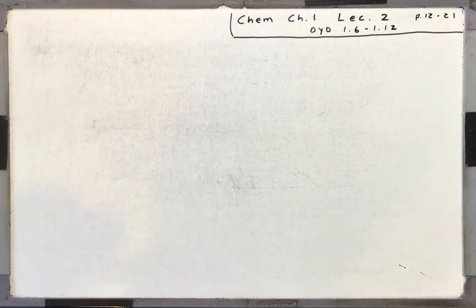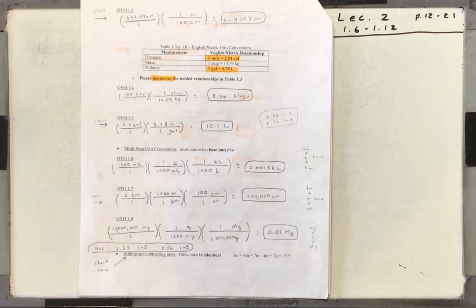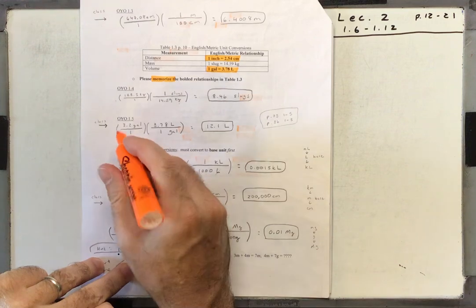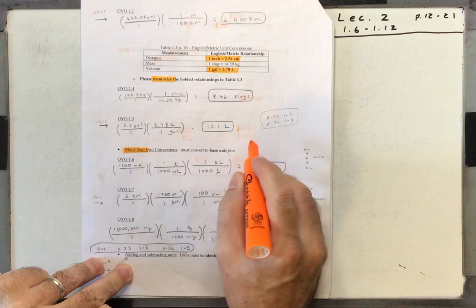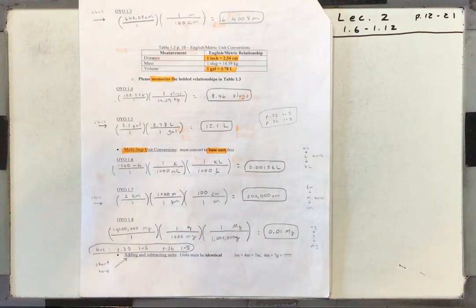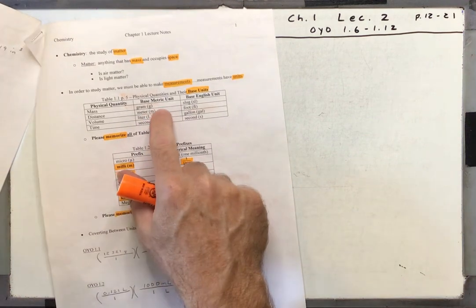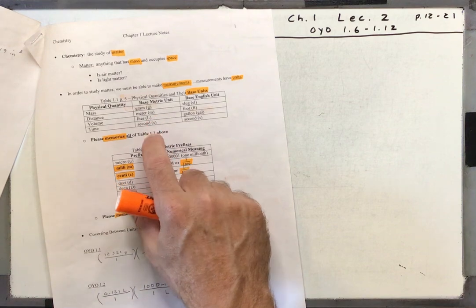So let's go ahead and look at page 13. Now what we're doing in the next three problems are the multi-step unit conversion. And with multi-step, that means we have to convert to a base unit first. We talked about the base unit in yesterday's lecture. And if you want to look back, you can see the base units in this very first table: gram for mass, meter for distance, and liter for volume.